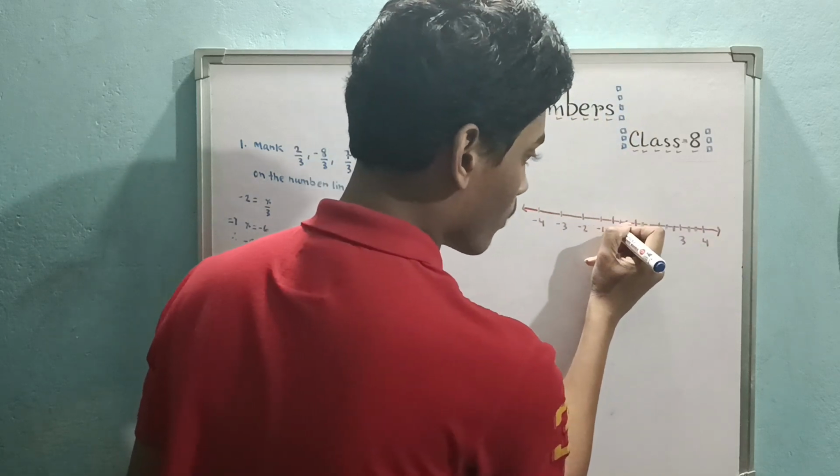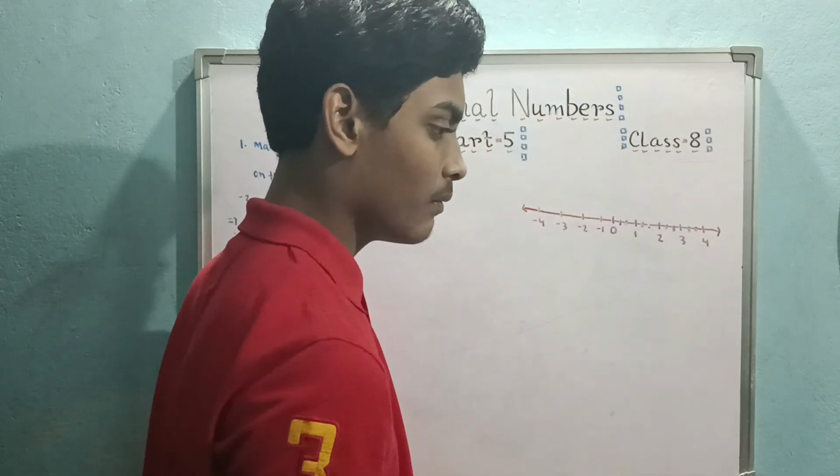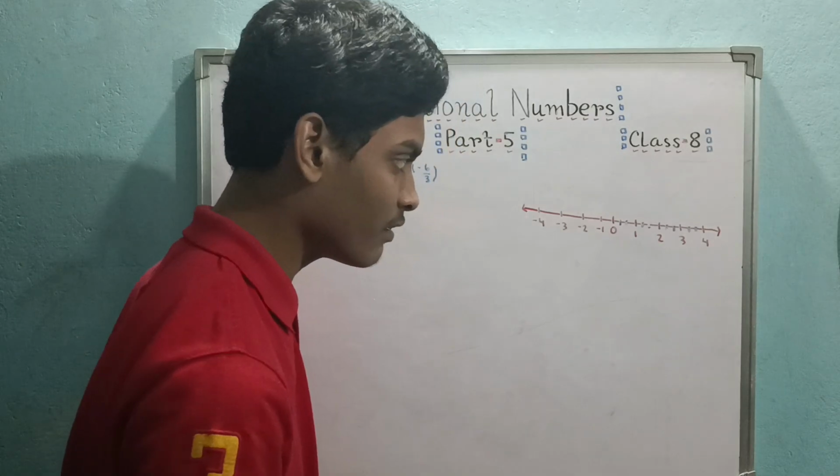Now the negative side. This is 0 by 3. Then in the negative direction, it will be minus 1 by 3.